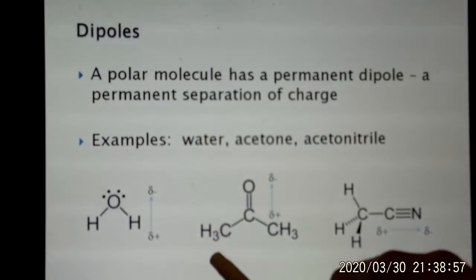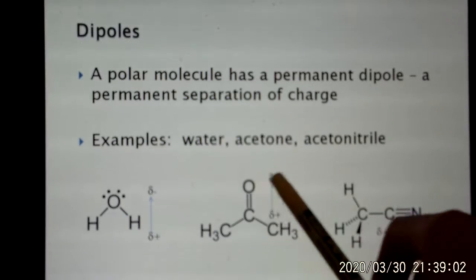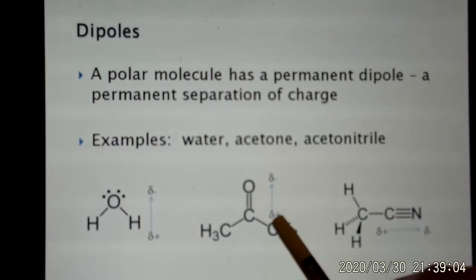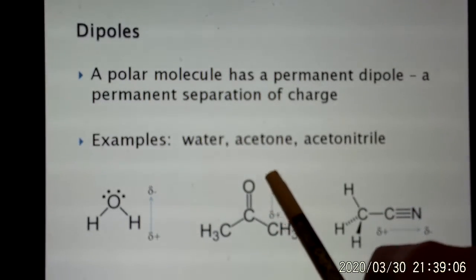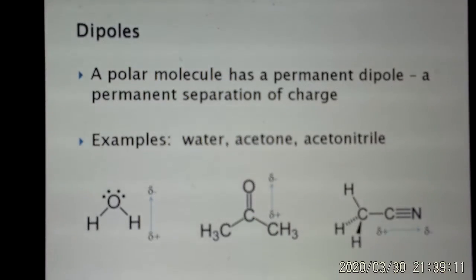My carbon-hydrogen bonds are nonpolar. Carbon-carbon is nonpolar, but carbon-oxygen is a polar bond. So acetone has a permanent dipole from this carbon, slightly positive, to this oxygen, slightly negative. Acetonitrile, carbon-hydrogen, carbon-carbon are considered nonpolar, but carbon-nitrogen is polar, where the nitrogen is pulling the electrons toward it. So slightly positive carbon, slightly negative nitrogen.